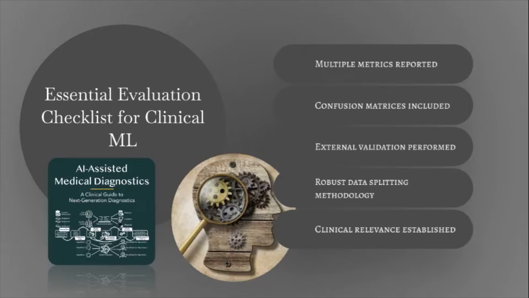Look for confusion matrices to understand error patterns, verify that a robust data splitting methodology was used, and demand the learning dynamics I've explained here. Also, confirm that external validation was performed on truly independent data. Of course, external validation isn't always possible. Then it becomes even more critical to evaluate all the learning dynamics presented here to ensure the model won't simply guess when faced with new patients.